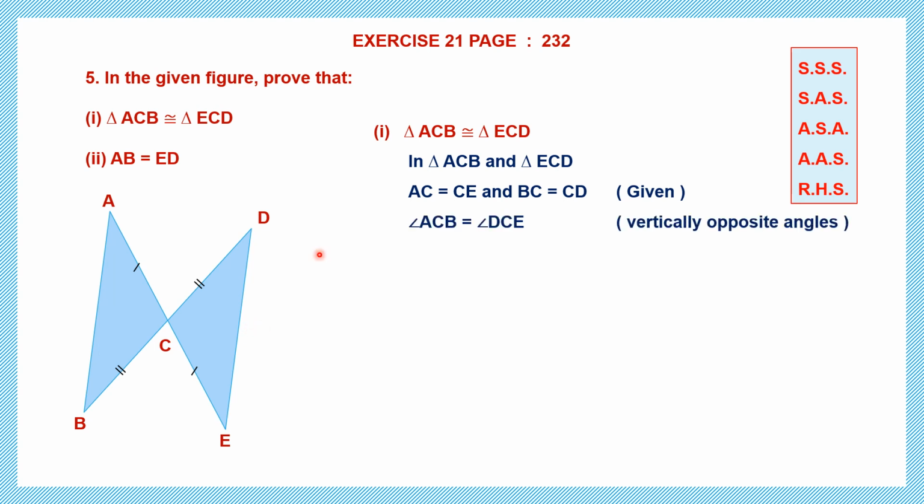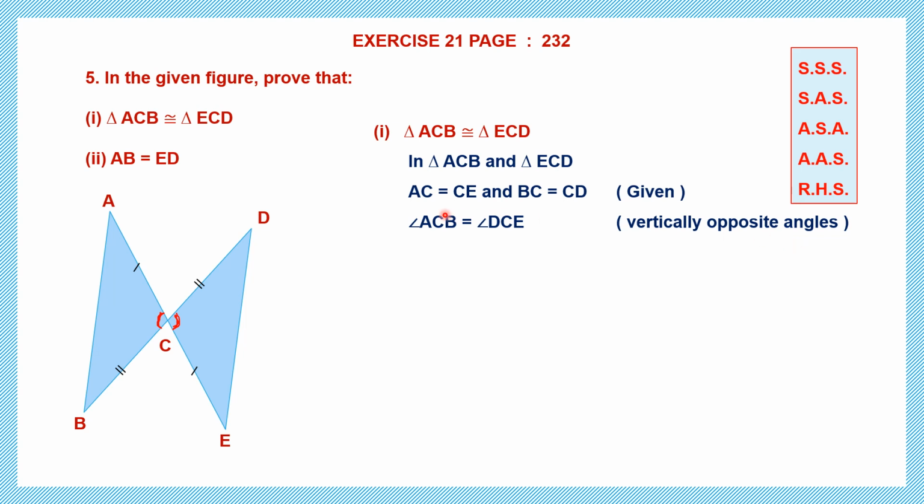So here angle ACB, if you look carefully, if I take this angle ACB here, and angle DCE, which is on this side, can you see that these two are vertically opposite angles? And we know that vertically opposite angles are equal. That's why we've written angle ACB is equal to angle DCE, because they're vertically opposite angles.